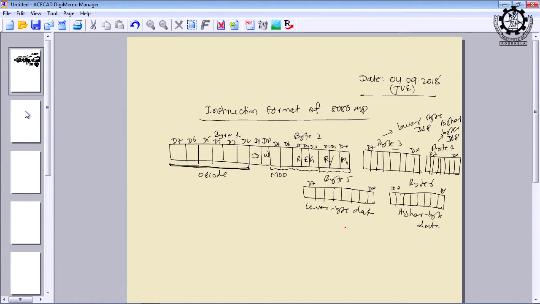So, last class we discussed the instruction format. Unlike in 8085, where the maximum instruction size is 3 bytes, here the maximum instruction size is 6 bytes, isn't it? Minimum is 1 and maximum is 6. That means some instructions will occupy 1 byte, some may occupy 2 bytes, some 3 bytes, 4 bytes, 5 bytes, and finally 6 bytes, the longest instruction.